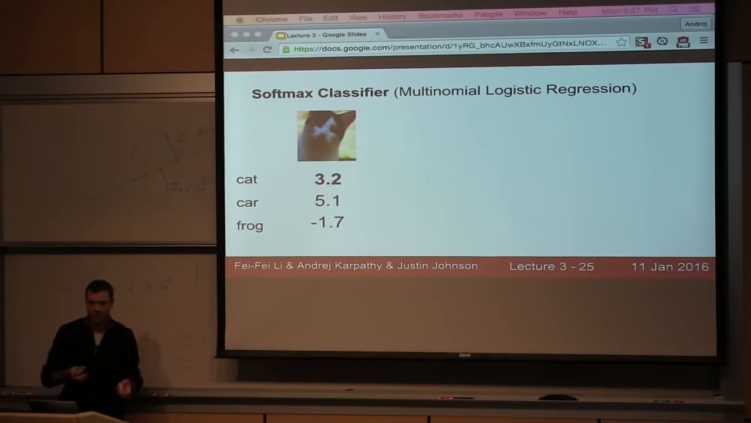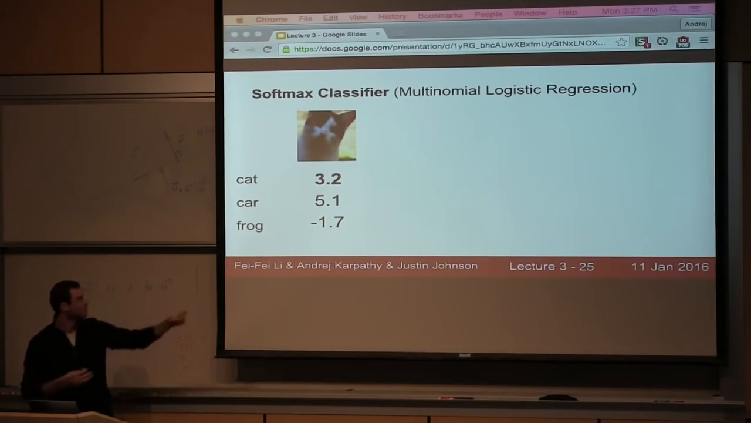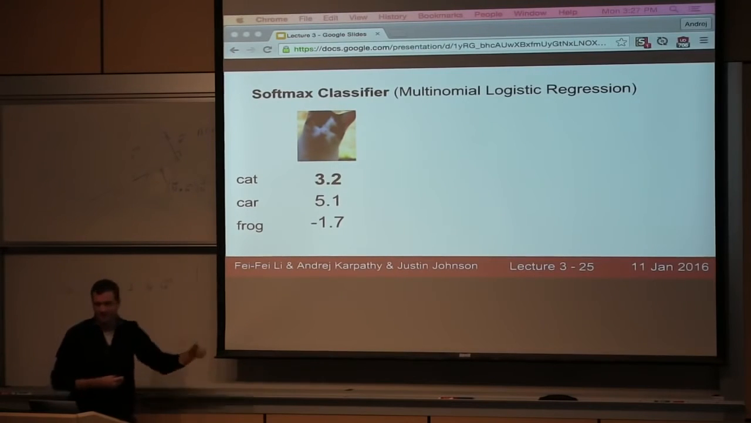So if you're familiar with logistic regression, this is just a generalization of it into multiple dimensions, or in this case, multiple classes, not just two.